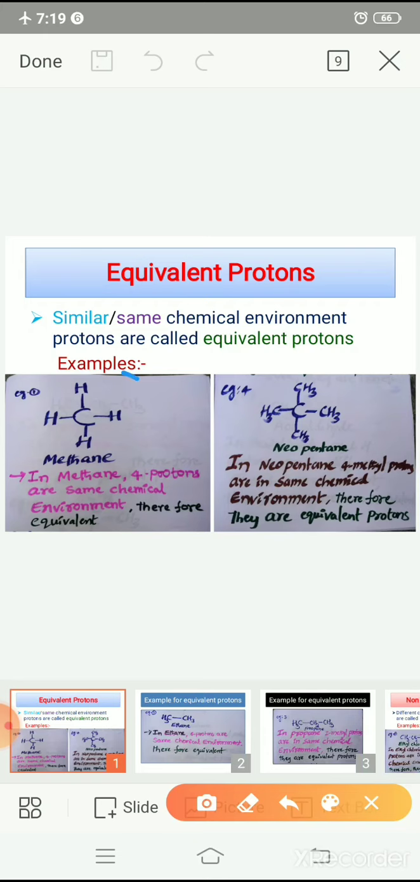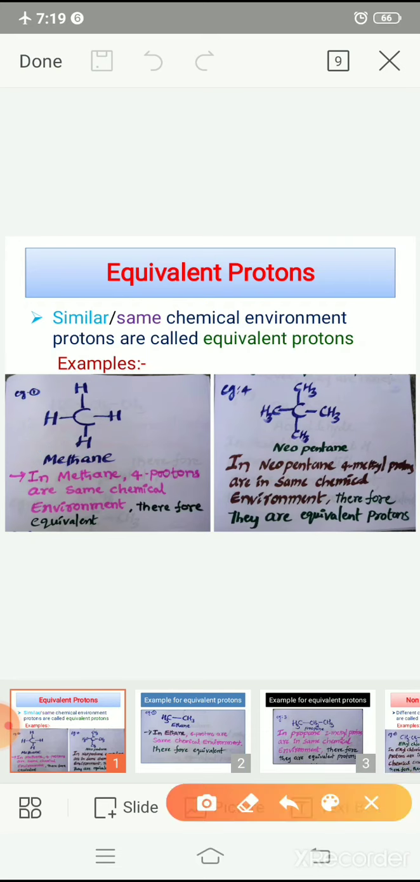For example, let's take one example, methane. The structure of methane is this. Here four hydrogens means four protons. Hydrogen is nothing but a proton. So the four protons are in the same chemical environment. Therefore, these protons are equivalent protons.